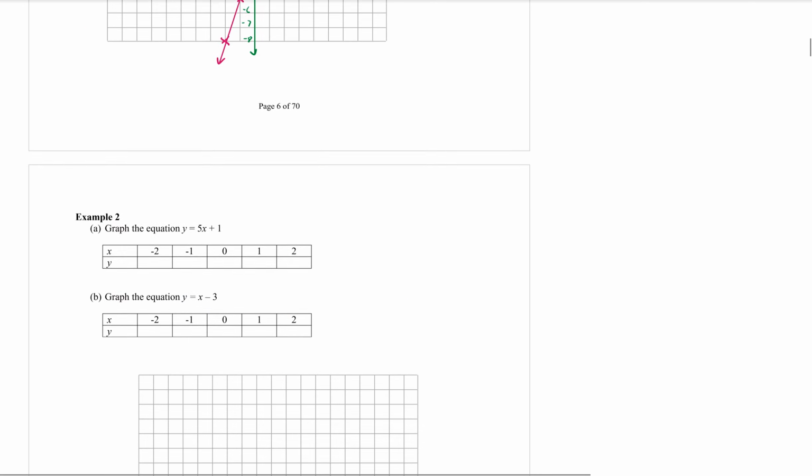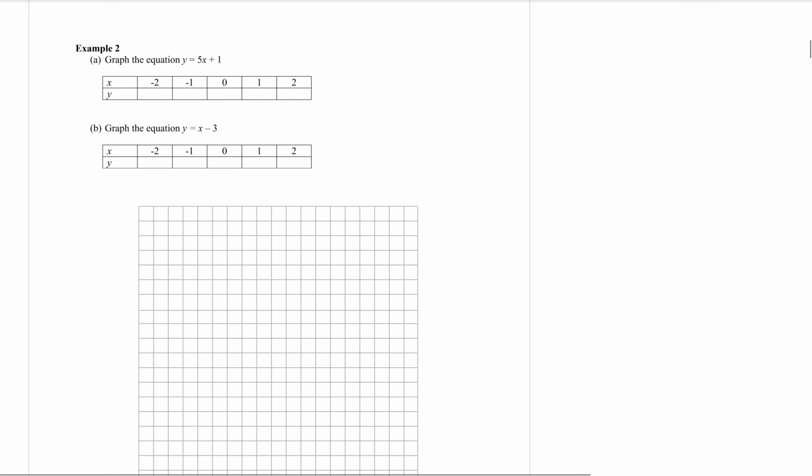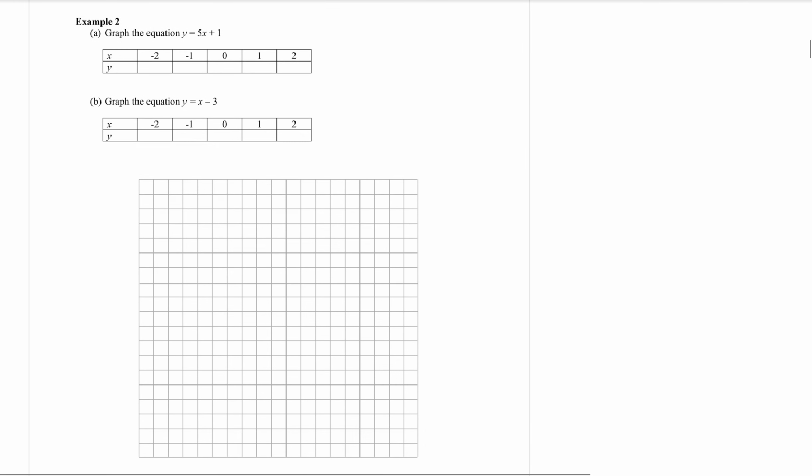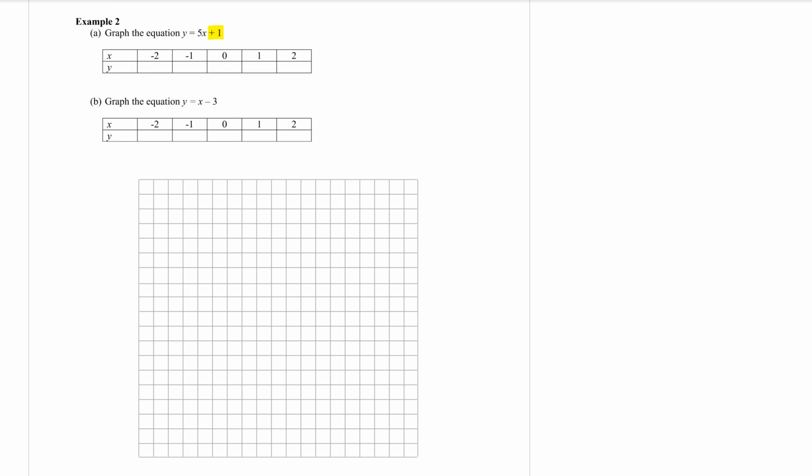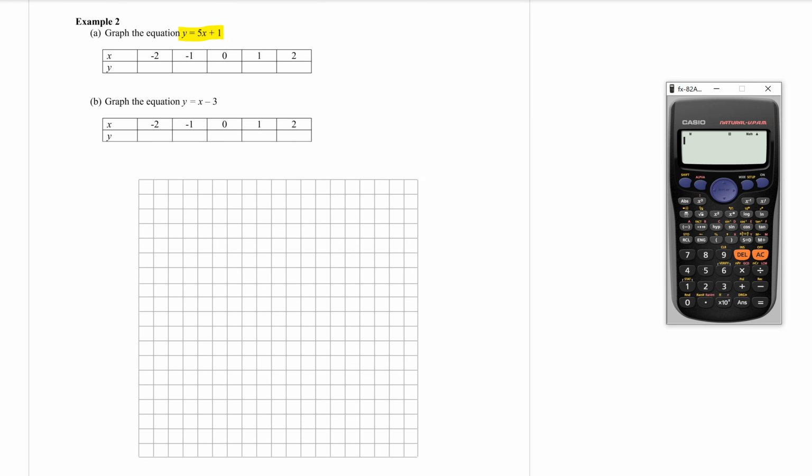Okay, so on the next page, we're going to practice a few more. I think you'll find once you get the hang of filling in your table, the rest of it will hopefully be much easier. So let's get these tables right. Our new equation is y equals 5x plus 1. So we have 5 times by x, but x is -2. So 5 times -2 plus 1 equals -9.